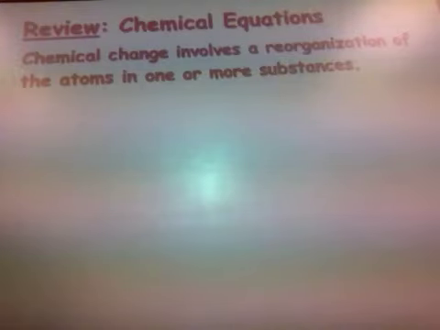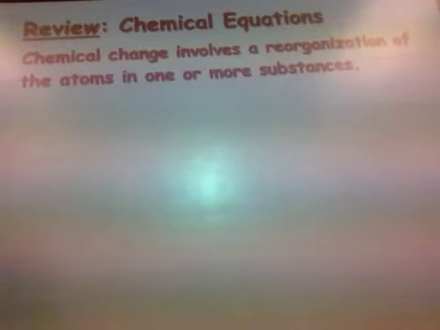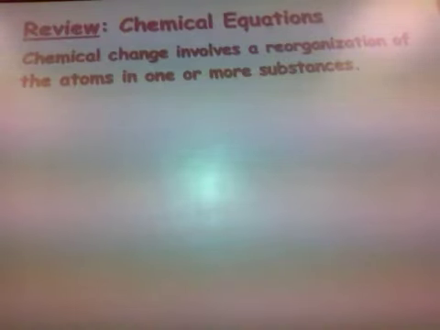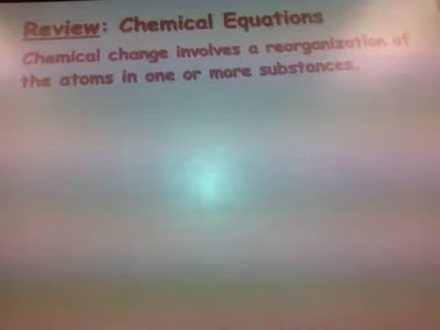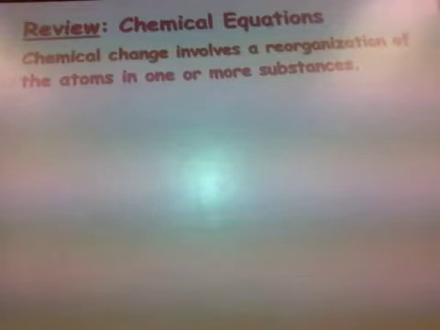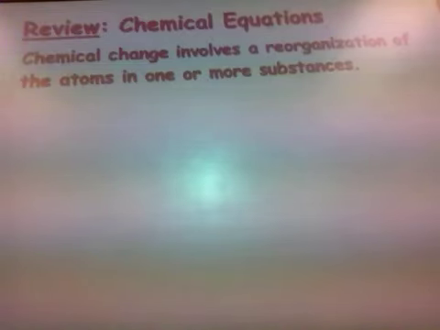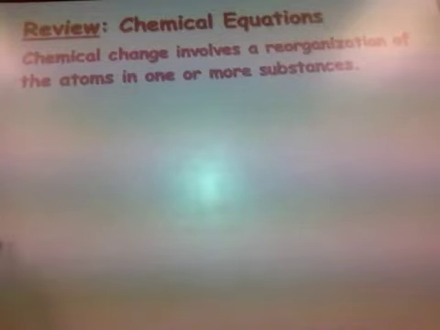Just to review, stoichiometry is going to include chemical equations and chemical reactions, which we just got done with. Again, as a review, a chemical change will involve some type of reorganization of the atoms in one or more substances. Remember, in a chemical reaction, we break bonds and then we form new bonds. So we're just rearranging the atoms, and we're not going to have exactly what we started with on the product side.